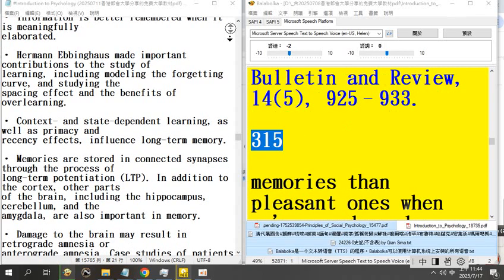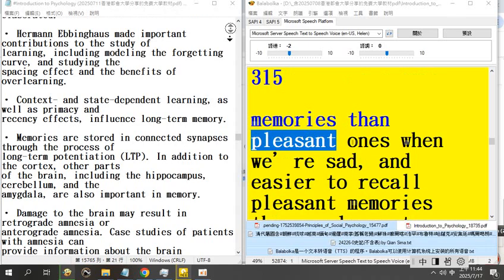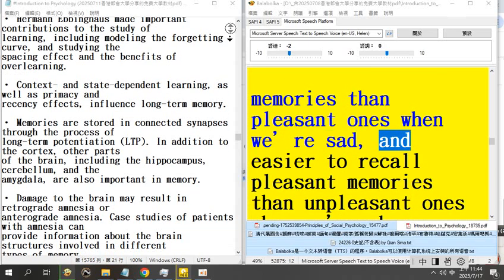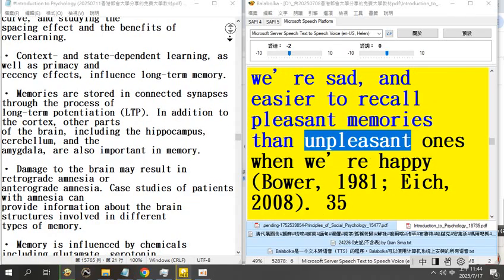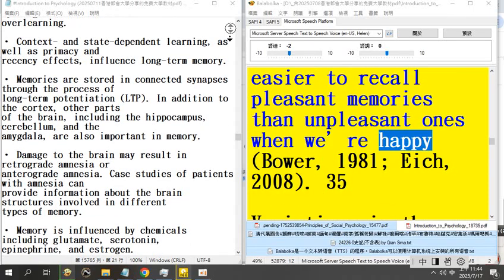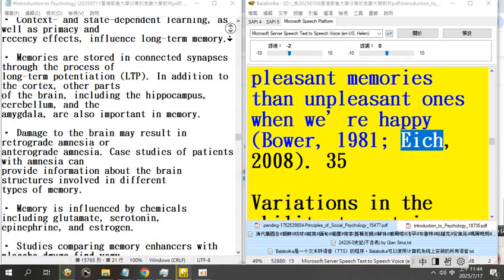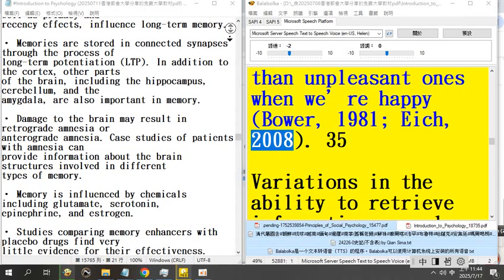memories than pleasant ones when we're sad, and easier to recall pleasant memories than unpleasant ones when we're happy. Bauer, 1981, Ike, 2008.